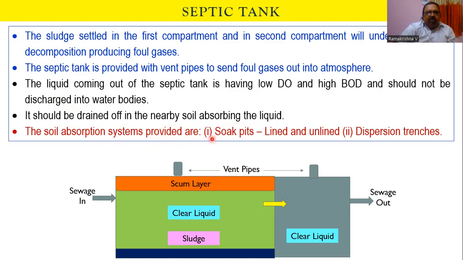Normally, the two systems provided for soil absorption are soak pits, which can be lined or unlined, and dispersion trenches. Now, this is a line diagram. Once again, the sewage comes in, the sludge is separated to the bottom, the scum layer goes to the top, and clear liquid in between goes out to the second compartment. Now sewage goes out, the vent pipes are there, and in parallel you can provide manholes so that people can enter for maintenance and inspection purposes.